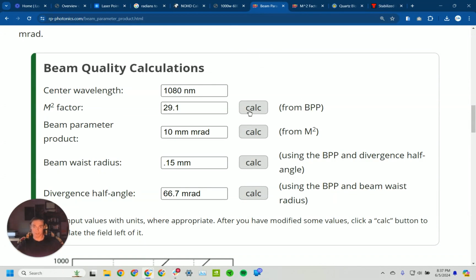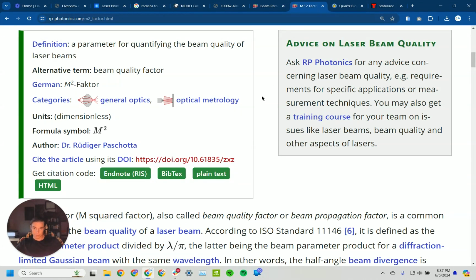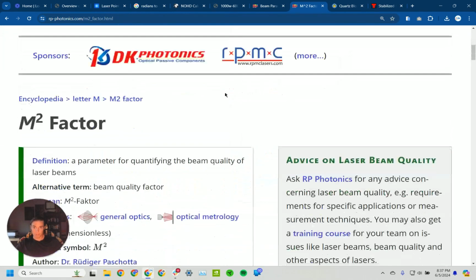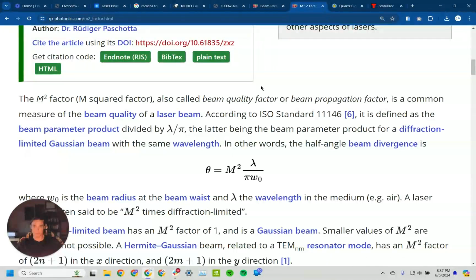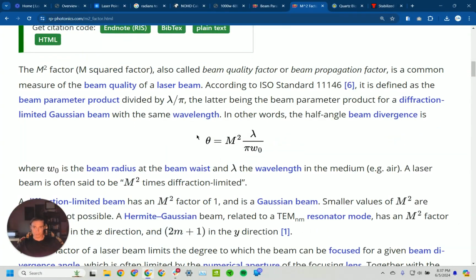oh wait, there's another figure in here that might be confusing. This m squared factor. What the heck is an m squared factor? Well, luckily for us, the good people at RP Photonics explain it super clearly. So an m squared factor is essentially a really quick way for laser designers to specify the quality of their beam. And it's defined by this equation here.